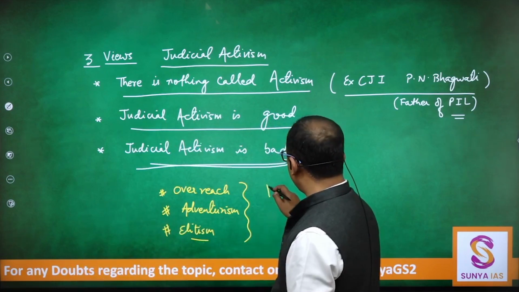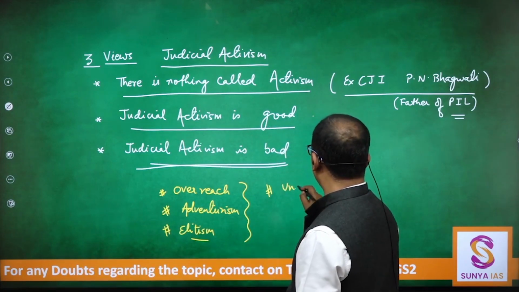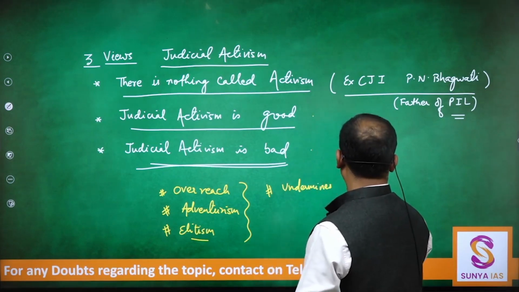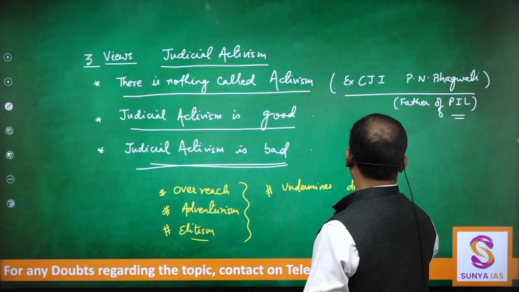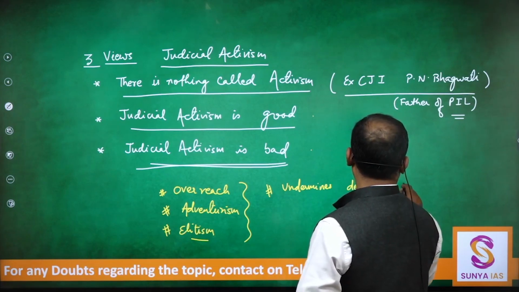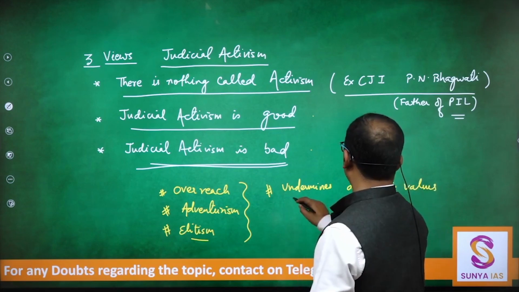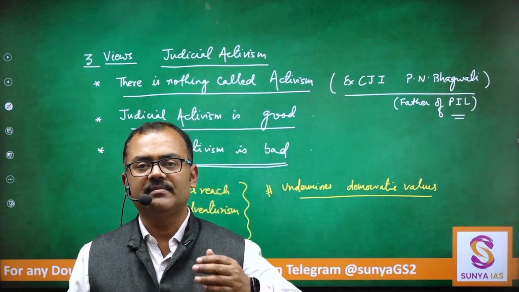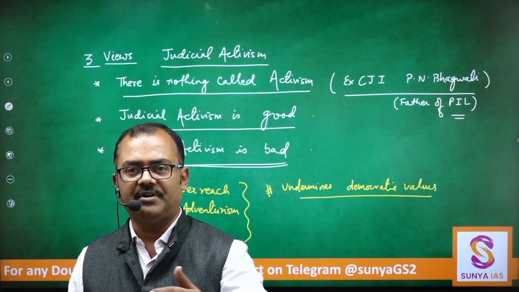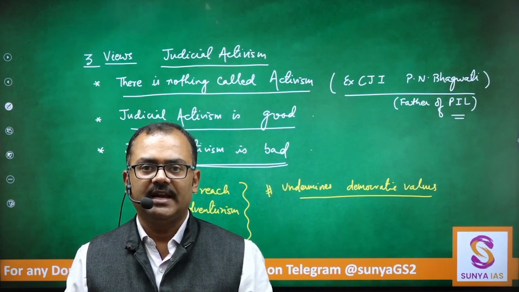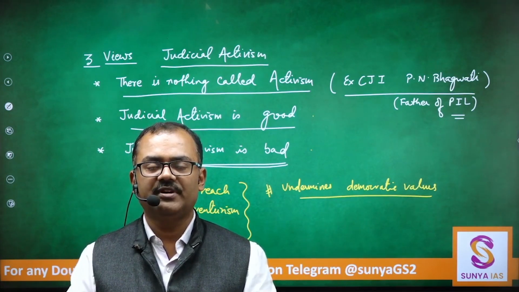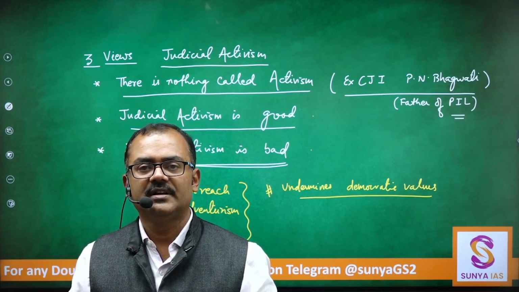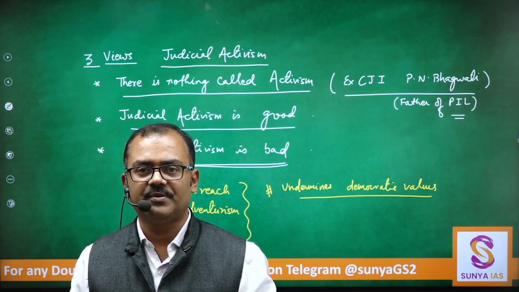Activism also undermines democratic values. How? So in democracy, elected representatives should have power, and they should make decisions, they should govern, and when the judiciary tries to usurp that power, it's a negative thing. It compromises democratic values.